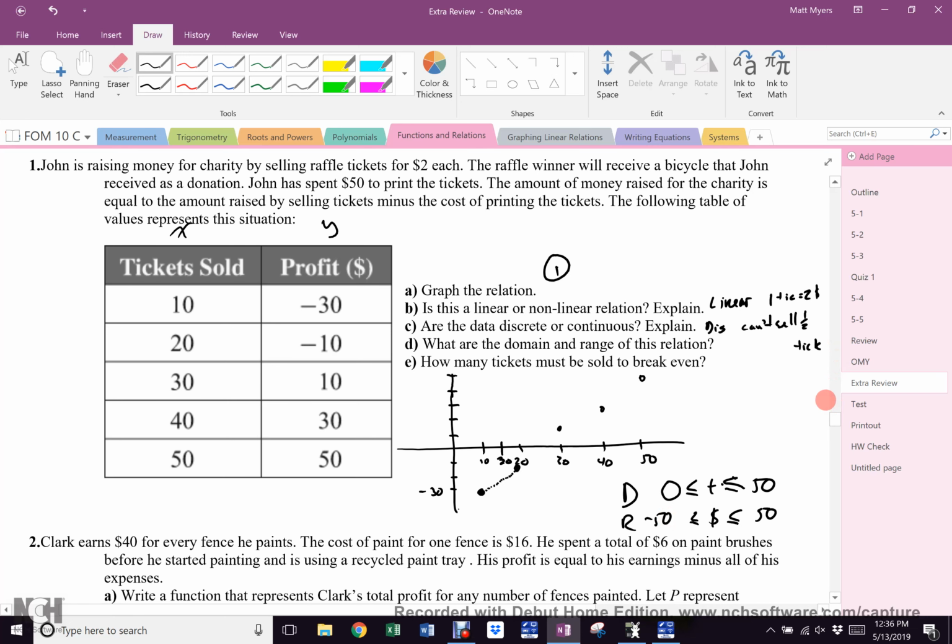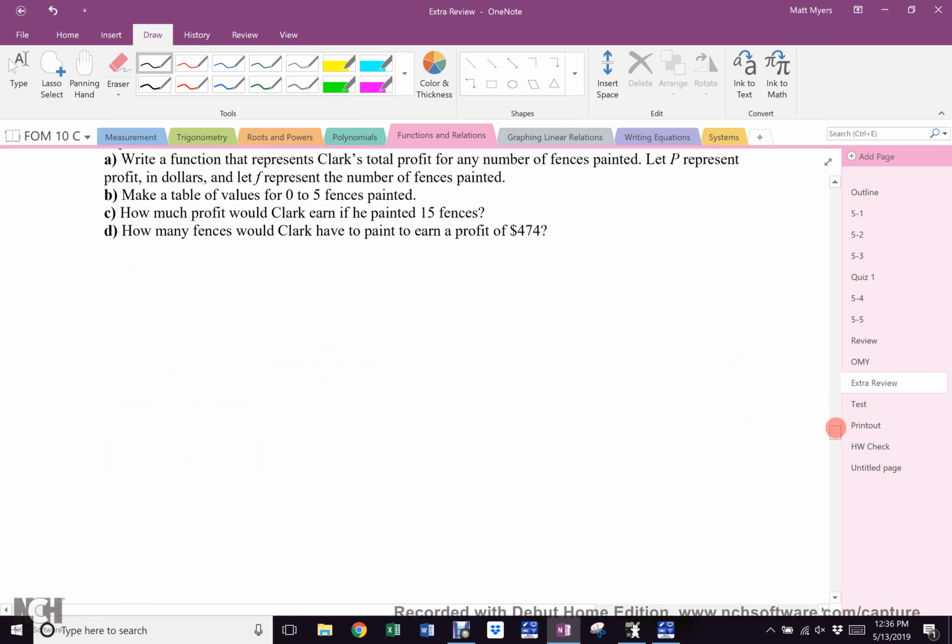So that's, how many tickets must be sold to break even? How many, Sam? 25. Halfway between 20 and 30 and halfway between 10 and negative 10. 25. So that's worth 1, 2, 3, 4, 5 marks. And lastly, my man Clark.